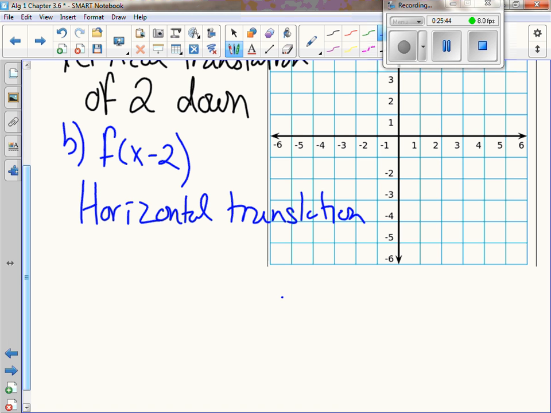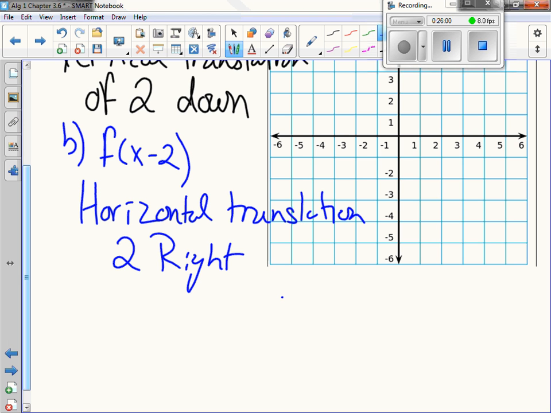There's 2 units to the right, because inside parentheses it's opposite of what we think. Since it's negative, it means it's moving to the right. Negative is going to be to the right, positive is going to be to the left. Because inside the parentheses, it's kind of opposite of what we think. It's going to move in the opposite direction.